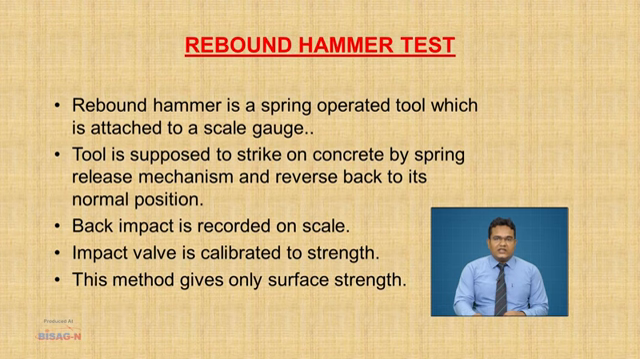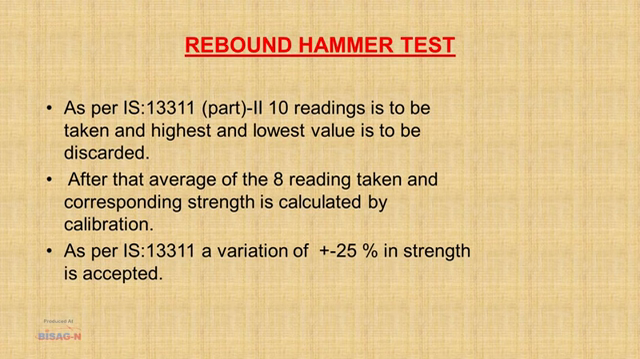Rebound hammer is a spring operated tool which is attached to a scale gauge. The tool is supposed to strike the concrete by a spring release mechanism and reverse back to its normal position. The back impact is recorded on a scale. The impact value is calibrated to the strength and strength is calculated. As per IS 13311 part second, 10 readings are to be taken and the highest and lowest values are to be discarded. After that, the average of the 8 readings is taken and the corresponding strength is calculated by calibration. As per IS 13311, a variation of plus minus 25% in strength is acceptable.